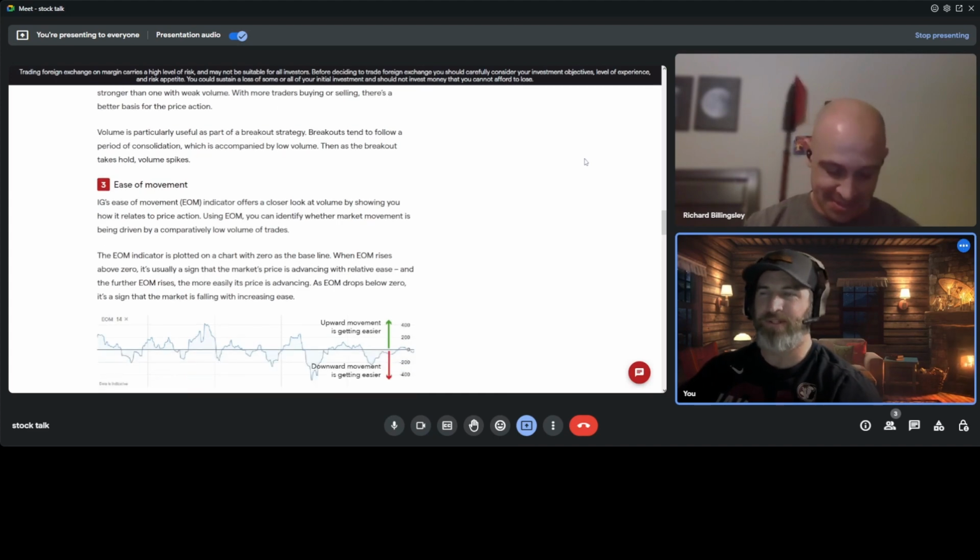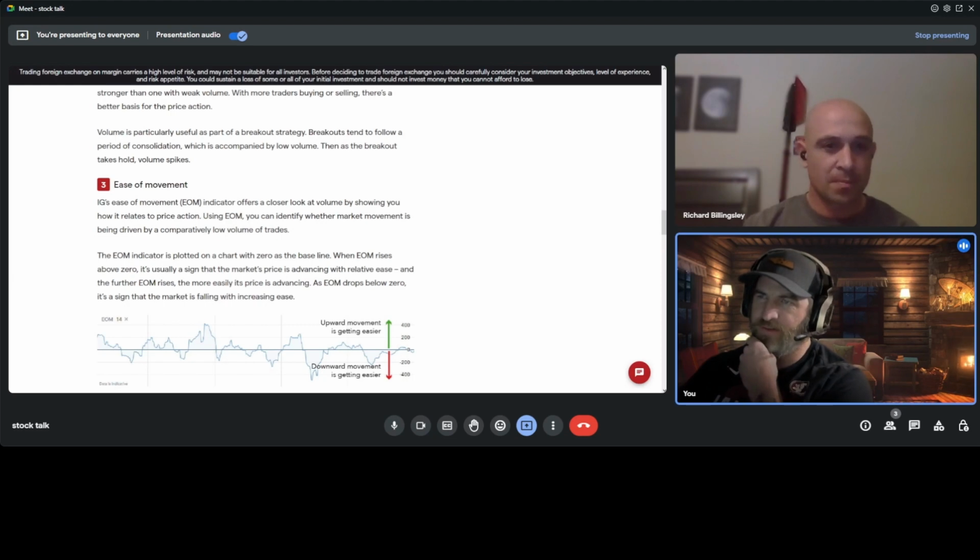But here's a new one that I was kind of using. It's called ease of movement. And afterwards, I can give everyone a look at my Thinkorswim. I don't think you'll be able to see it the way I present it on here, Rich, but I could just show the people afterwards, probably at the end.